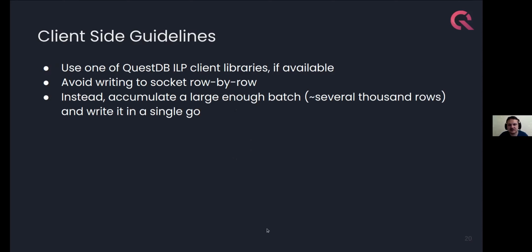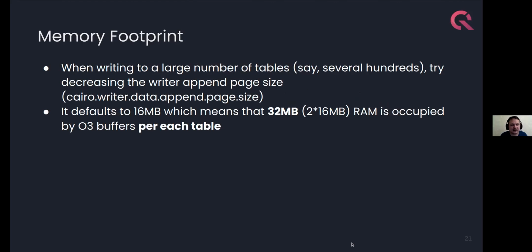And as for client side, really quickly, once again, if there is an ILP client library available for a language like Java, maybe C, C++, just use it. If you use your own library, try to avoid writing to the socket row by row, write in batches. Otherwise, you will see some penalty and overhead of system calls. And as for batch sizes, it depends on several factors, but something around a few thousand rows per batch is not a bad choice. And the final thing I wanted to discuss is memory footprint.